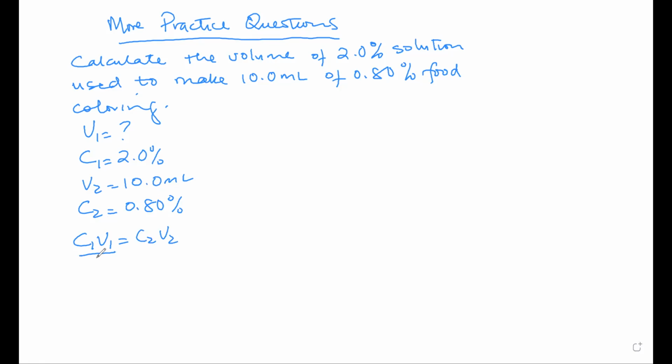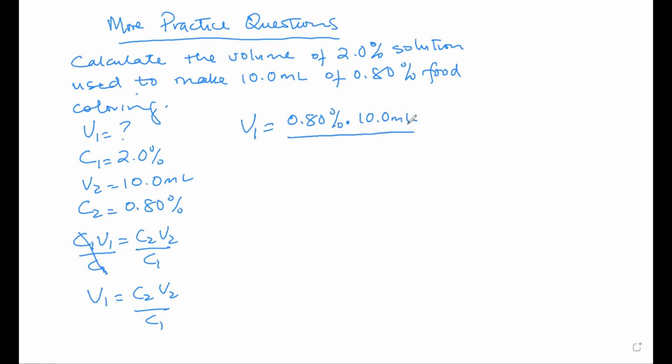We want to isolate V1, we divide by C1. Okay, so V1 is C2V2 over C1. So we plug in the numbers. C2 is 0.80% multiplied by V2, 10.0 ml, divided by C1, 2.0%. This, of course, we cross out. And we end up with 4.0 ml. So that's how much of 2% we need to prepare this.